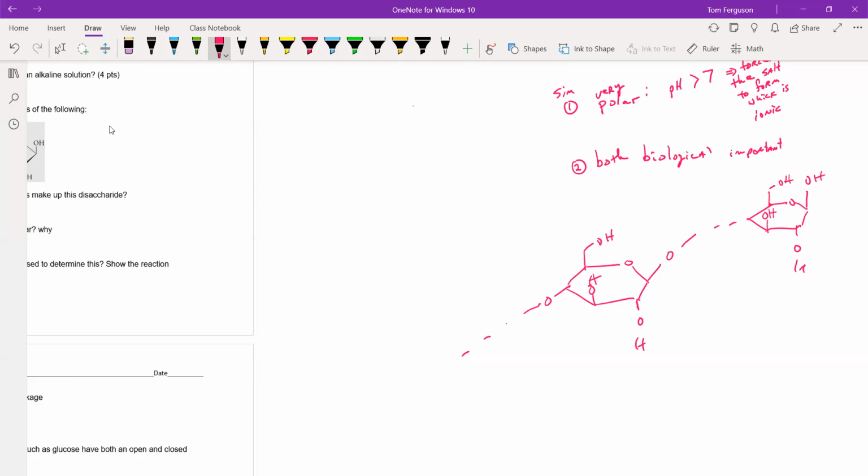Okay, so this is what cellulose looks like. This is a beta 1,4 linkage, and these are glucose monosaccharides.